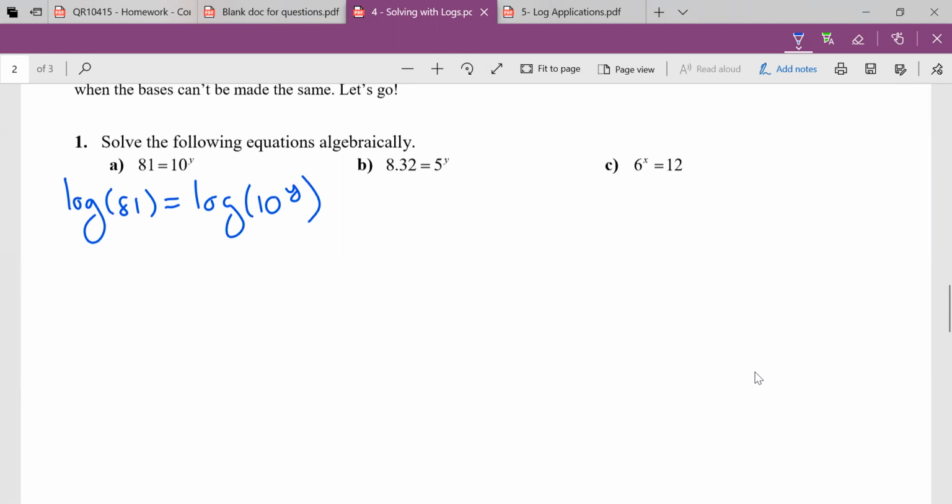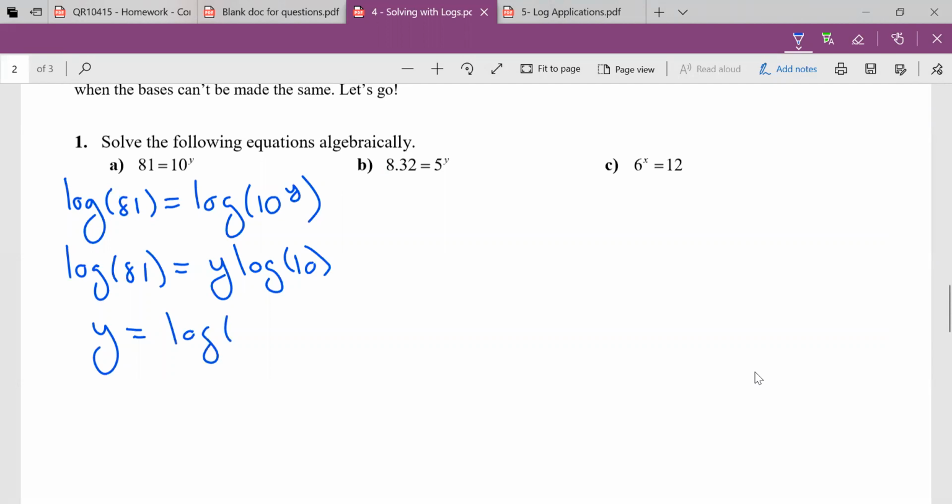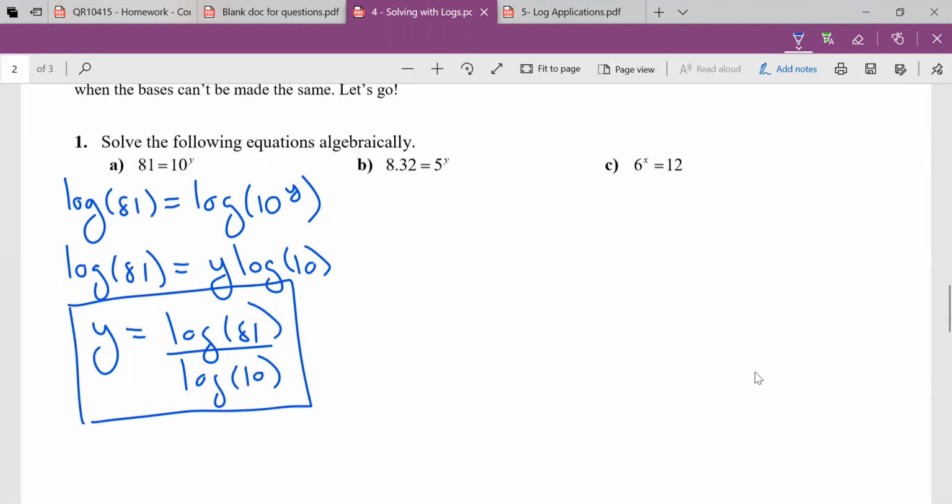Okay, well, we're trying to isolate for y. So what we're going to do here is use that power law. So that power of y becomes that coefficient. And now I can easily isolate for y by dividing both sides by log base 10. And there it is. There is what this is equal to. Now I can put this in my calculator and round to a decimal, but I don't want to. This is the exact value of that equation.